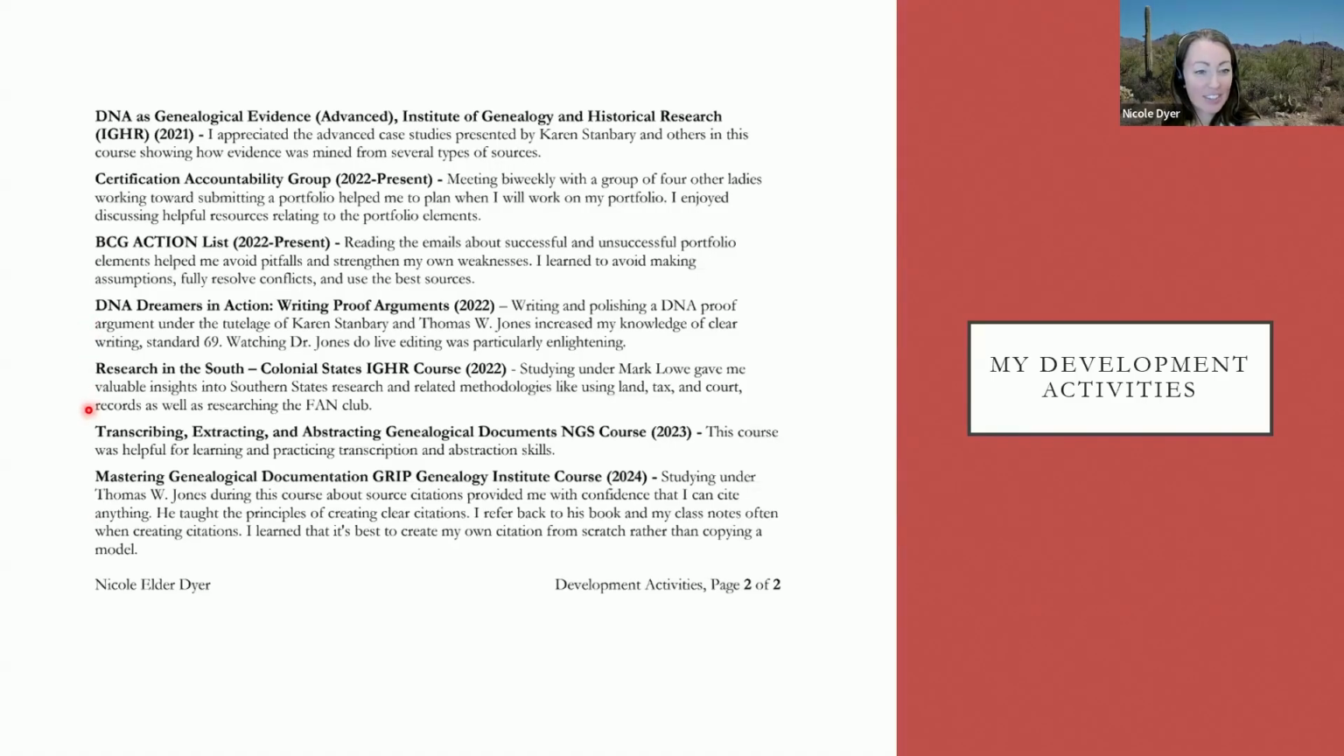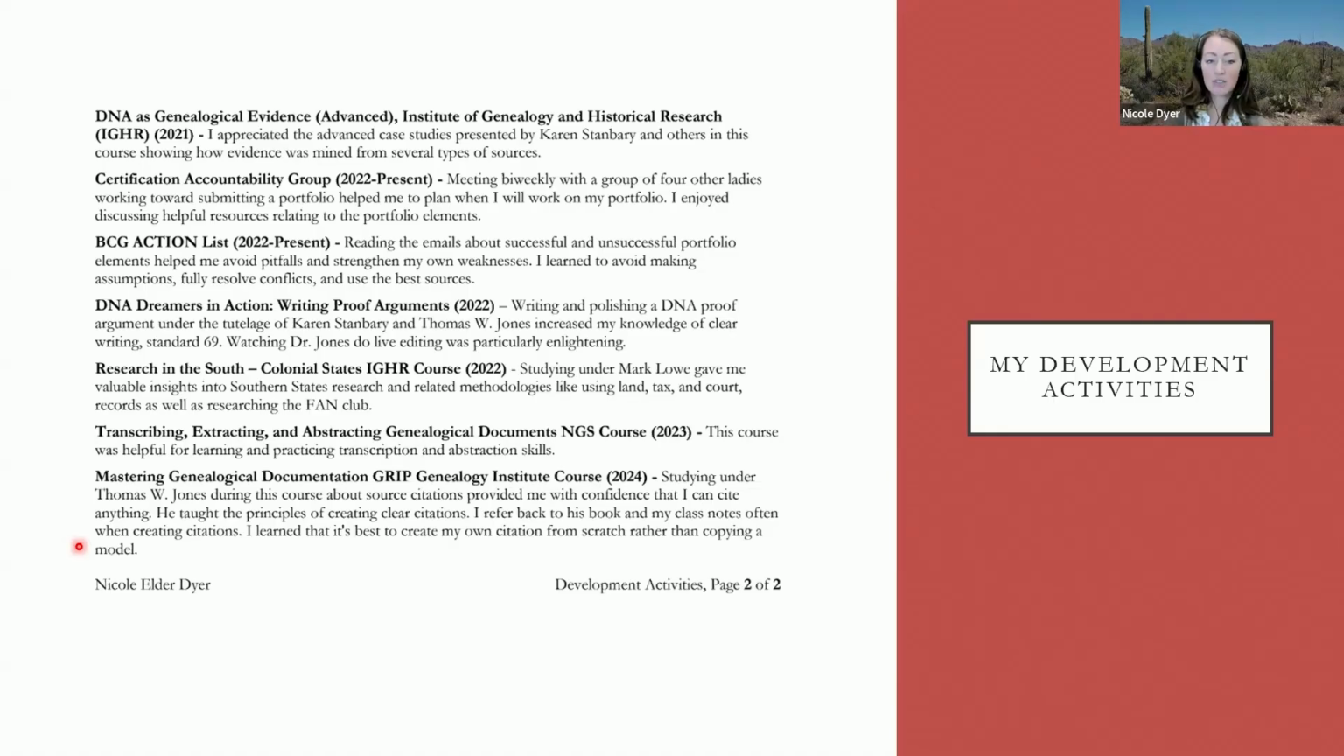Then a Research in the South Institute course. And then I wanted to just make sure I wasn't missing anything with my self-taught abstracting and transcribing skills. So I took this NGS online course about that. And then the Mastering Genealogical Documentation course with Tom Jones, which gave me a lot of confidence that I could decide the way that I wanted to cite things and not have to follow exactly the models, but I could just create my own citation from scratch using the principles that he teaches. And so I loved that book and that course.